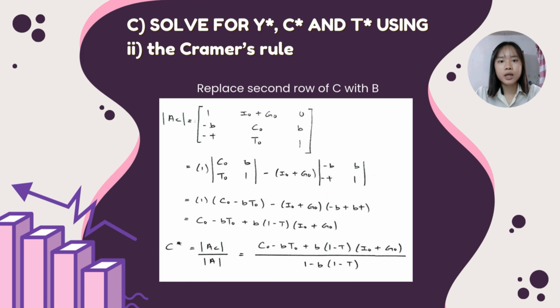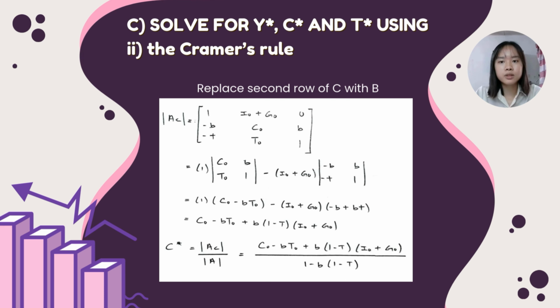Firstly, we will replace the second column with b to find the determinant of A sub C. Then we get the first row 1, Io plus Go, 0, the second row negative b, Co, b, and the third row negative t, To, and 1. After that, we get 1 multiplied by Co minus bTo minus Io plus Go multiplied by negative b plus bt. We get the answer Co minus bTo plus b multiplied by 1 minus t multiplied by Io plus Go.